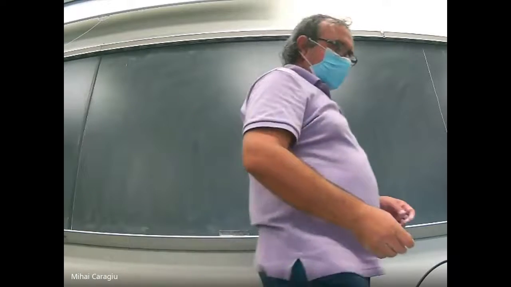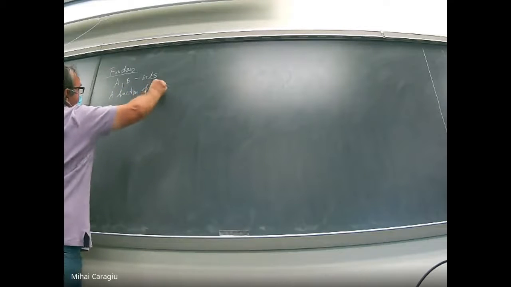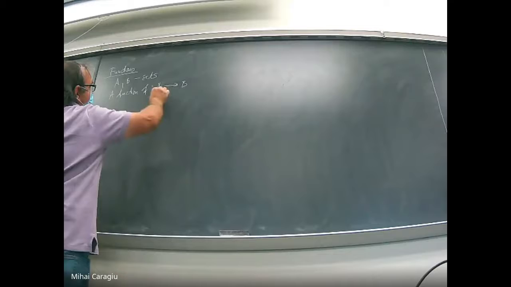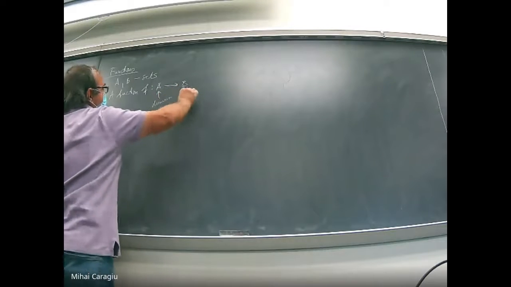Okay, let's move on and discuss functions. Let's assume A and B are two sets. A will be called the domain and B will be called the codomain. So a function f defined on A is very simple. There's a notation: A is called the domain of the function, and B is called the codomain.